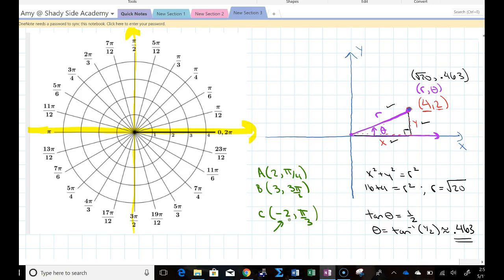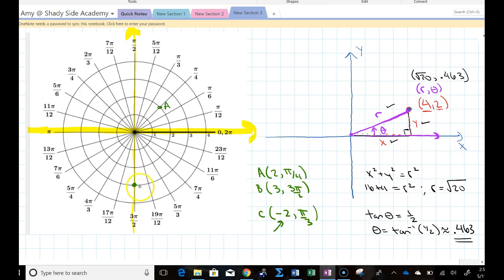Okay, well, point A, the distance of 2 from the origin at an angle of pi over 4. Well, here is the angle pi over 4, and the distance of 2 is right here. So there is the point A at 2, pi over 4. B is 3, 3 pi over 2. Well, where's the angle 3 pi over 2? Right here, 1, 2, 3. Here we go, right here.